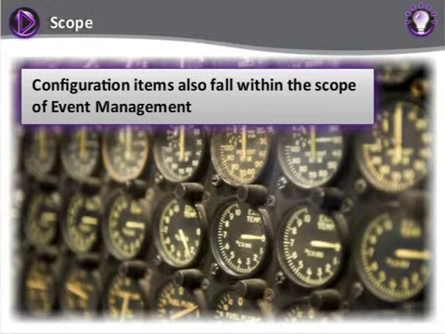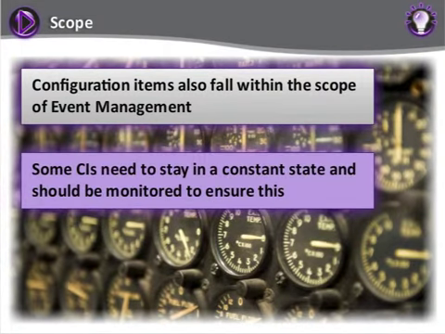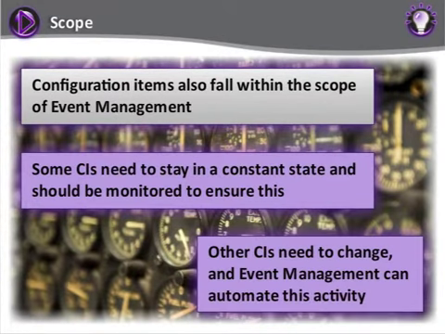Configuration items also fall within the scope of event management. Some CIs are included because they need to stay in a constant state. A server might, for example, be pinged regularly to check it's still operating. Other CIs are included because their status needs to be changed. For example, event management may be used to automate file server updates and any changes to related information in the configuration management system.